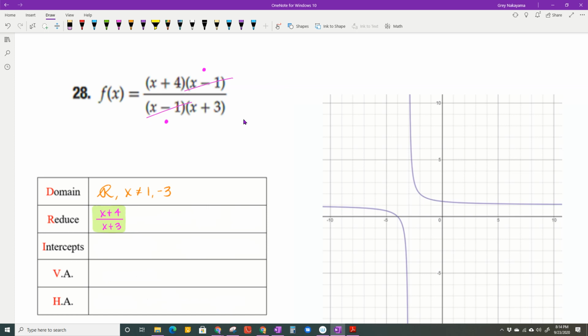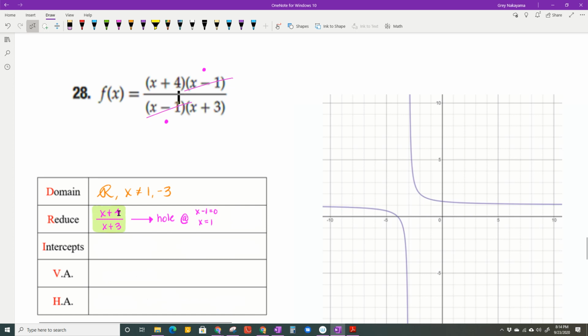But because I had a factor that cancels, I now have a hole. Where do I have that hole? Well, the factor that cancels was x minus 1, so I'm going to set it equal to 0 and solve it for x. And so x equals 1 is where the hole is, and to find the other part of the hole, I'm going to plug it in right here. Don't plug it in here. If you plug it in there, you're going to get 0 over 0.